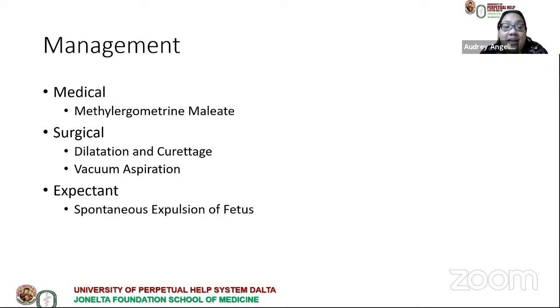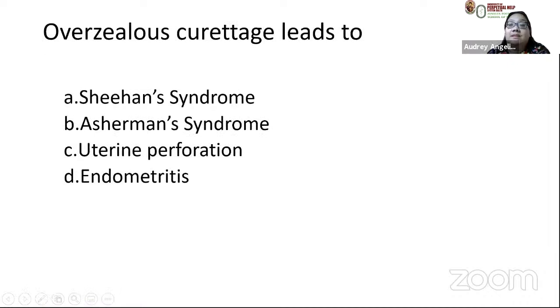Surgical, you have your DNC. If you do not want, there's also a procedure called vacuum aspiration. And expectant would be your spontaneous expulsion of your fetus, then curettage. Okay. So leading, you have to know the complications. So what is overzealous curettage? What does it lead to?